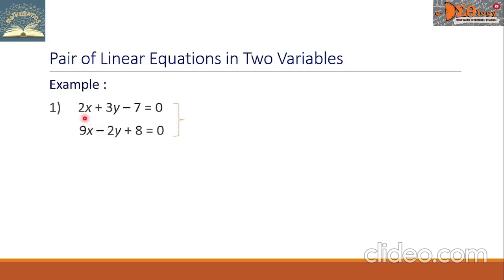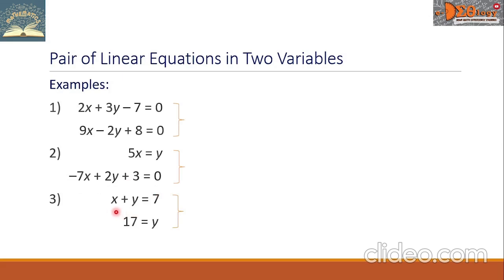We have examples. This is the first example. The first pair is 2x plus 3y minus 7 equals 0, and 9x minus 2y plus 8 equals 0. Second pair, 5x equals y, negative 7x plus 2y plus 3 equals 0. Another example, x plus y equals 7, 17 equals y.